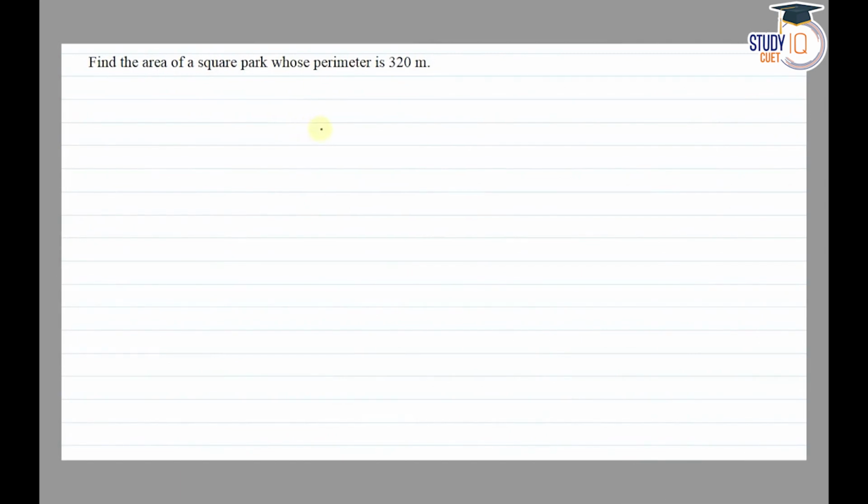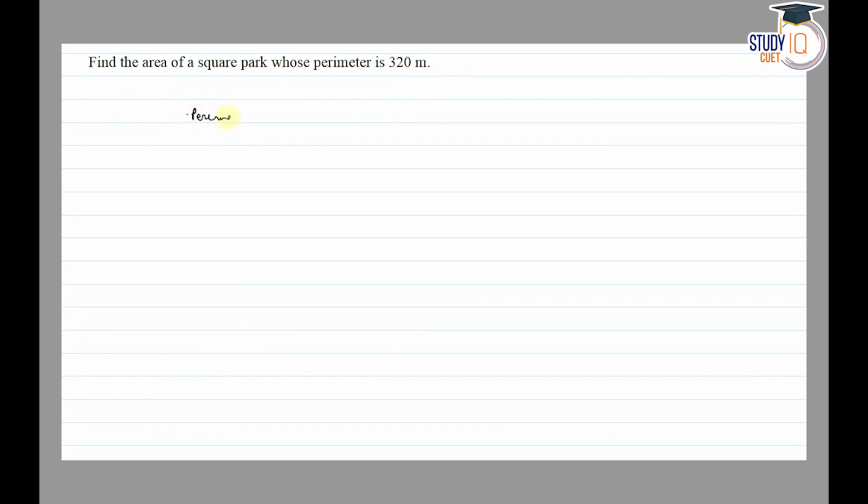Hello everyone. This question appears in class 7th NCERT chapter of perimeter and area. This is second question of its exercise 11.1. So the question says that find the area of a square park whose perimeter is 320 meter. So हमें perimeter given है.